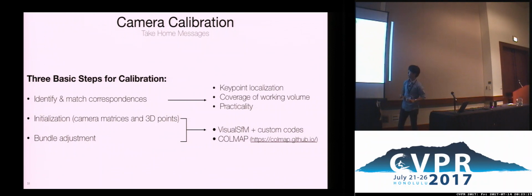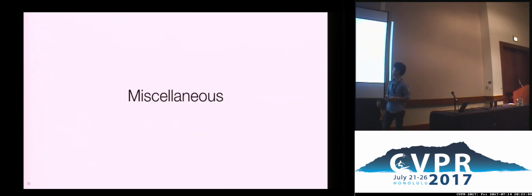The take-home message here is that for calibration, there are three basic steps. You need to do some matching, then you initialize the parameters, and finally you do bundle adjustment to optimize everything. Maybe the second and third parts are very standard in any calibration method, but according to your application, you need to consider the first thing: what type of pattern you need to use, I mean, what type of coverage you need to have, for example.